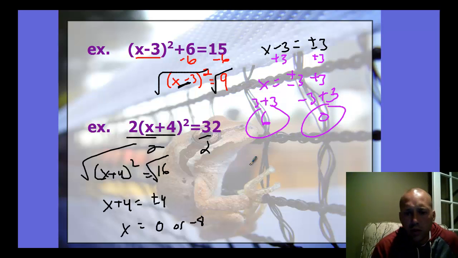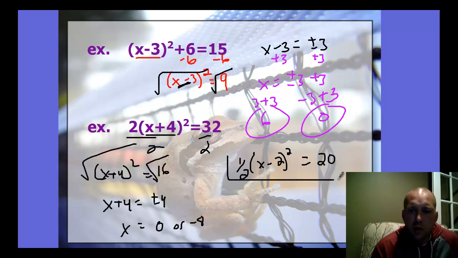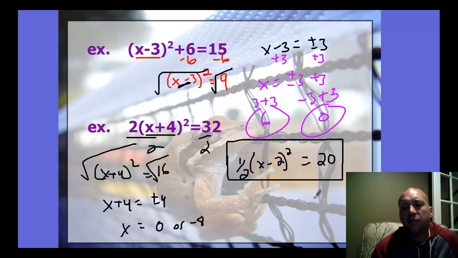Let me make up one more here for a homework problem. Let's do 1/2 x minus 2 squared equals 20. And I'm going to have you try this one for a homework problem. And I know you're going to end up with a radical in the answer, but I want you to try simplifying it as you go through the solving here. So solve this one for your second homework problem.